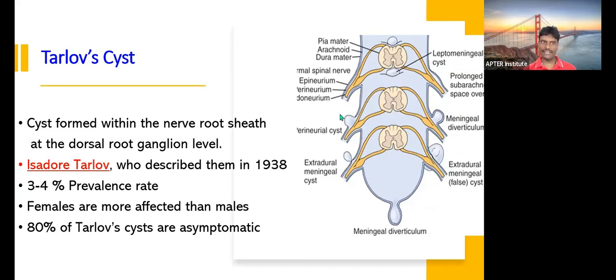But what we are discussing today is the Tarlov cyst, which is only the perineural cyst. Here is a normal nerve root with a normal nerve sheath. The nerve sheath has three layers: epineurium, perineurium, and endoneurium. In Tarlov cyst, the cyst will be formed between the perineurium and the endoneurium. And that's why it's called a perineural cyst.